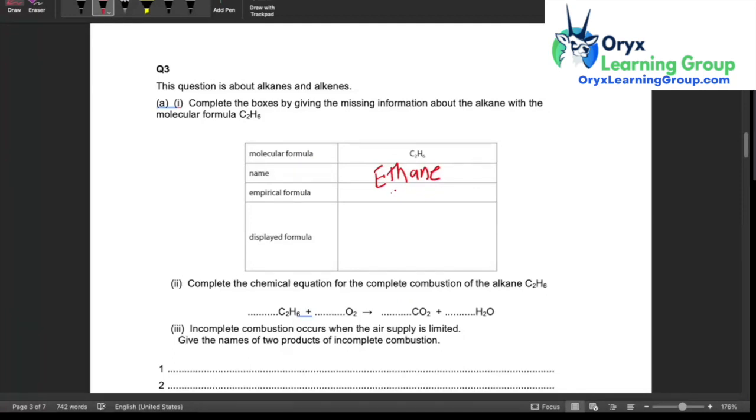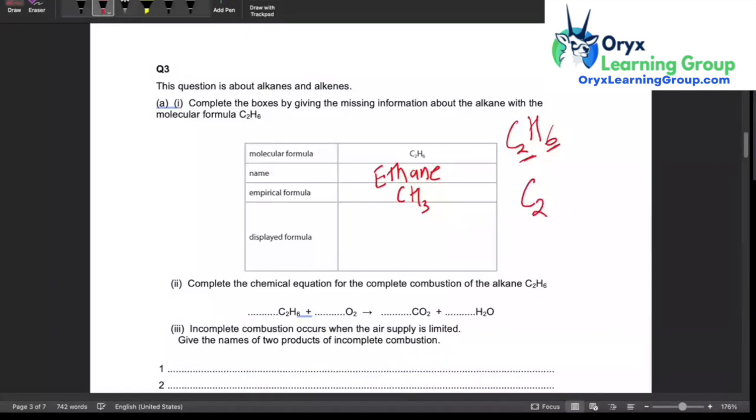The empirical formula is the smallest ratio between the atoms in a compound, right? What is the smallest ratio of atoms? I think it's CH3. Correct. C2H6, so the smallest ratio between 2 and 6 is 1 to 3, so it will be CH3. Remember, the empirical formula is the smallest ratio between the atoms in a compound. Everyone clear with this?